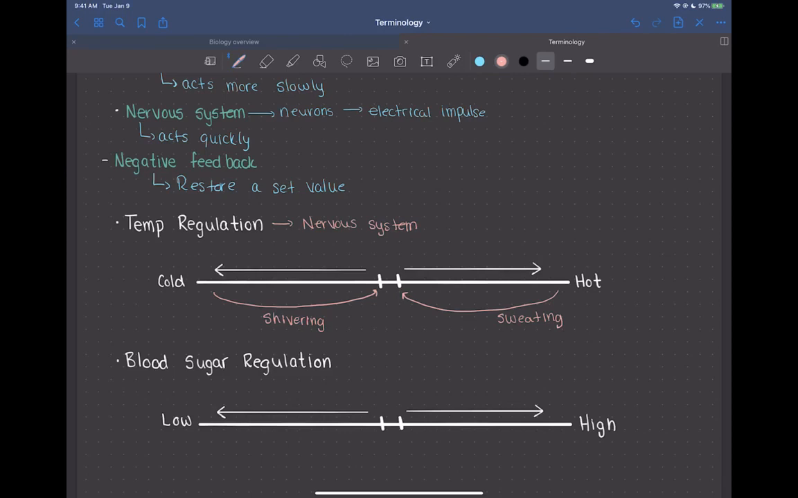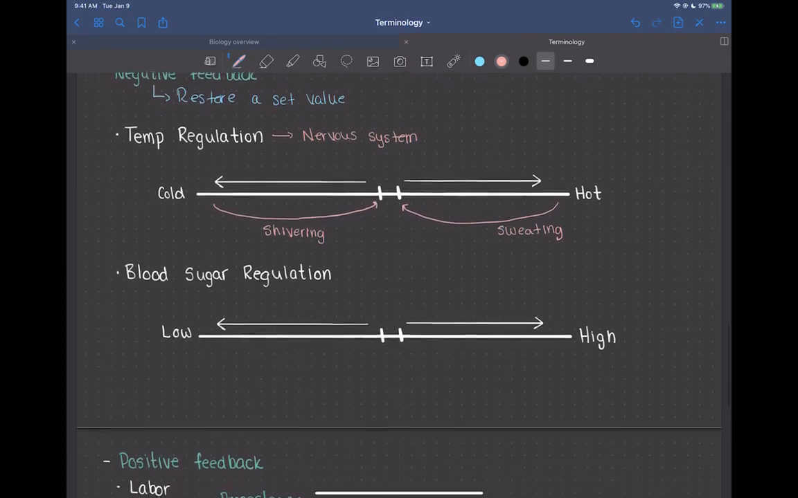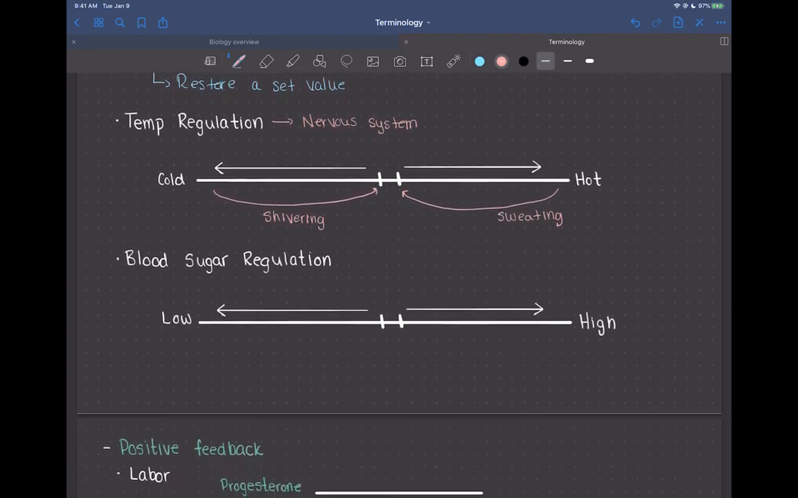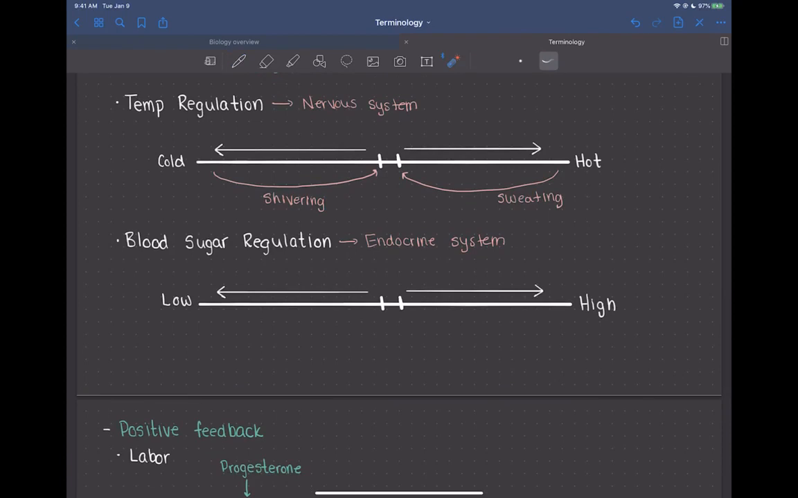And then we have blood sugar regulation, and so this comes from the endocrine system. So here we're going to be talking about hormones. All right. So we know blood sugar is generally very tightly regulated by different hormones. So if this is your normal set point value for your blood sugar, let's say you eat some donuts for breakfast, so you have a lot of sugar in your blood.